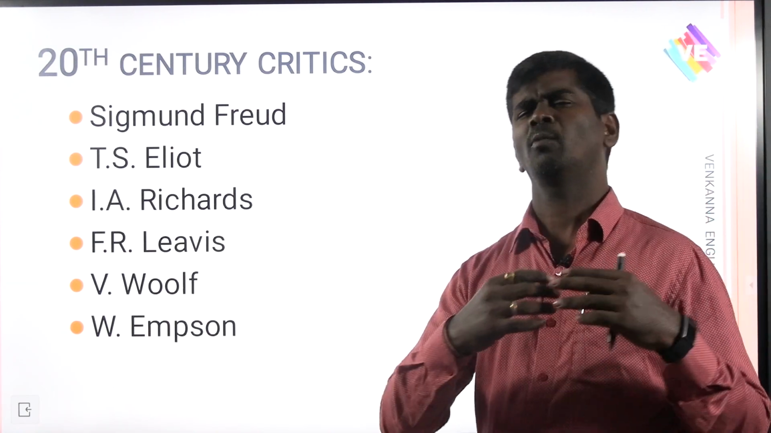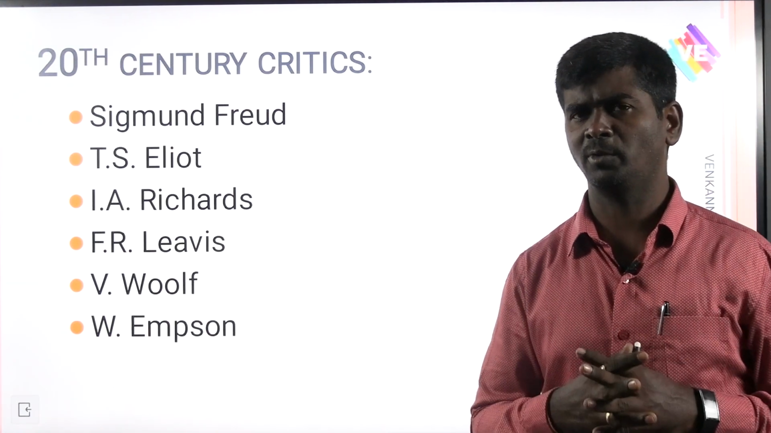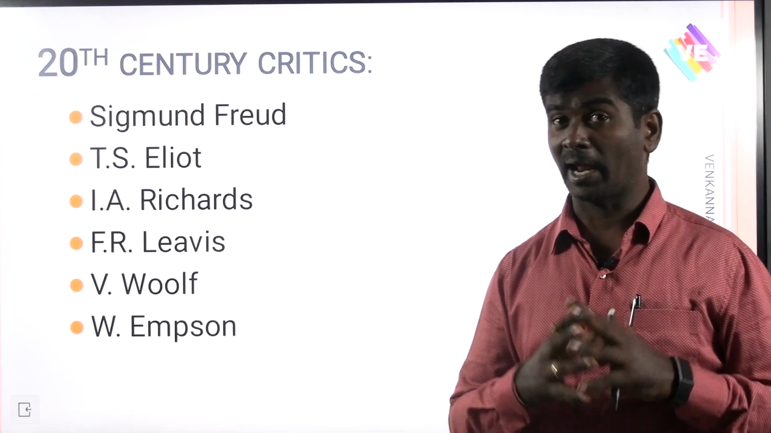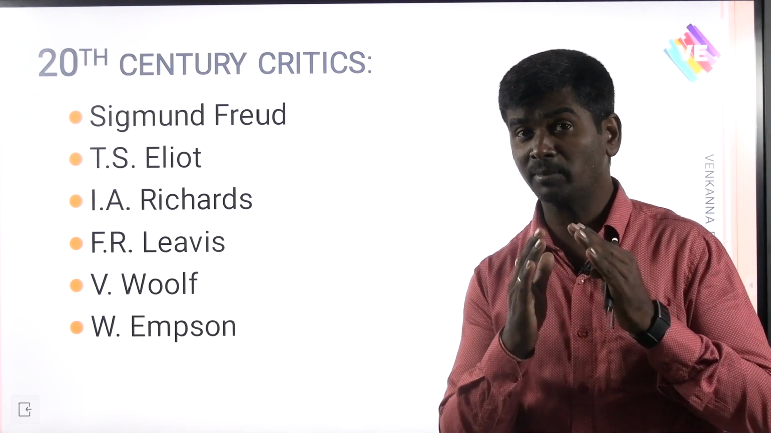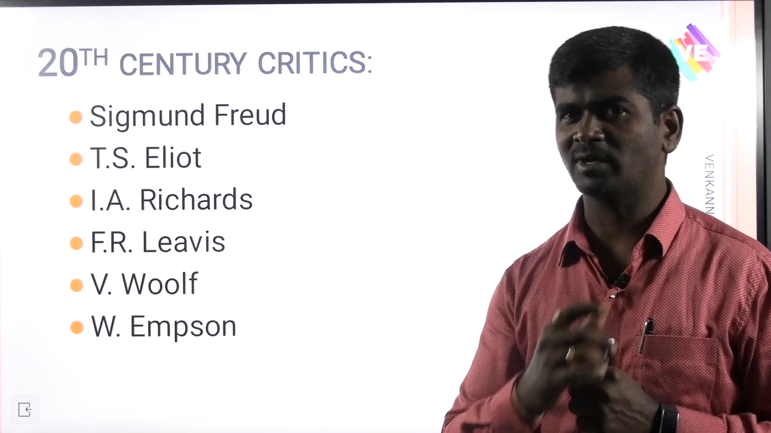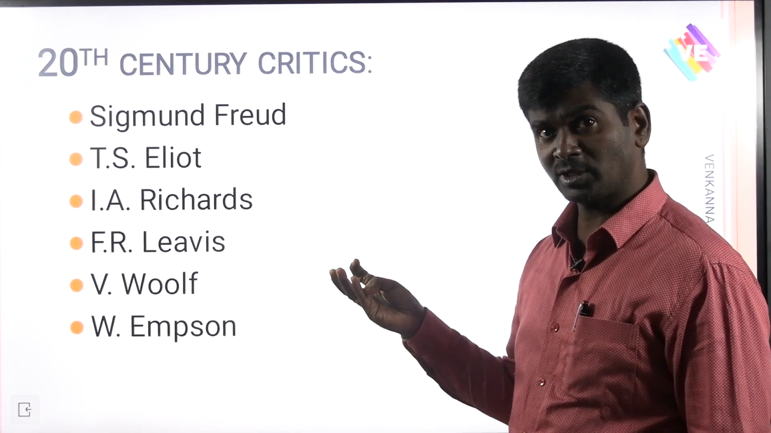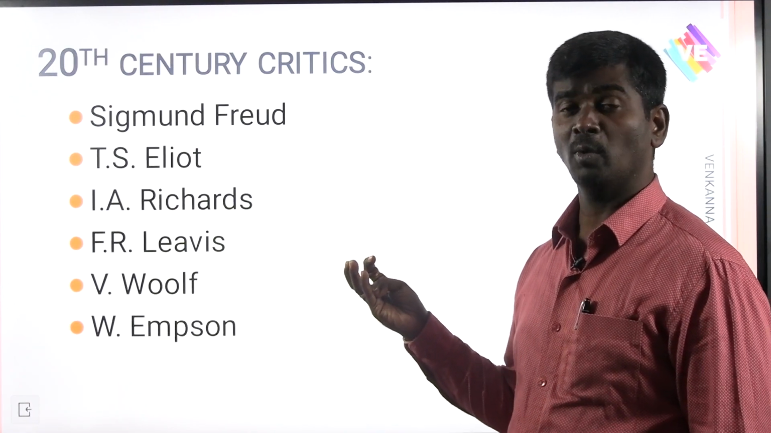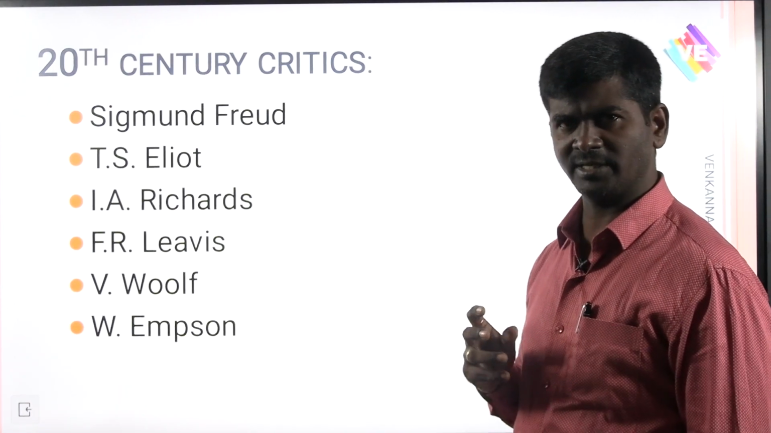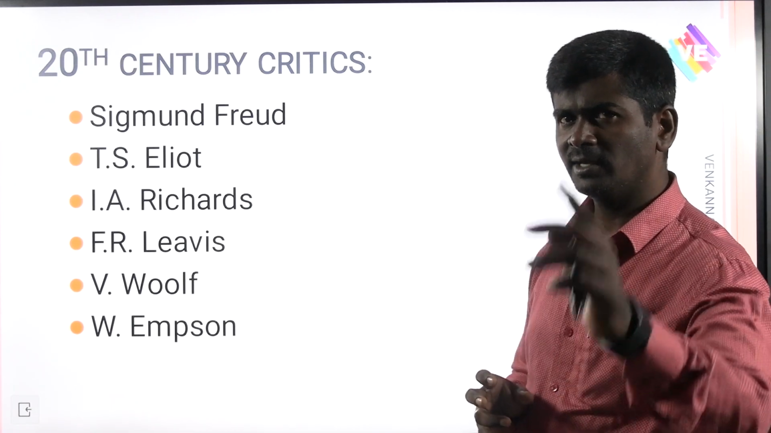Next, T.S. Eliot, with plenty of critical texts like The Metaphysical Poets, Hamlet and His Problems, and Poetry and Dogma. There are plenty of critical texts and essays composed by T.S. Eliot, where he talks about dissolution of sensibility, objective correlative, symbolism, whatnot. He talks about plenty of poetic and critical techniques you need to focus on.